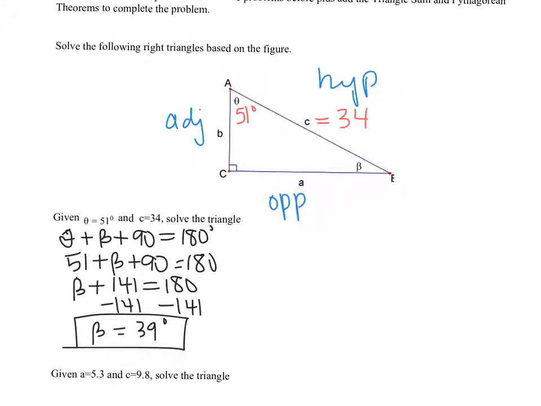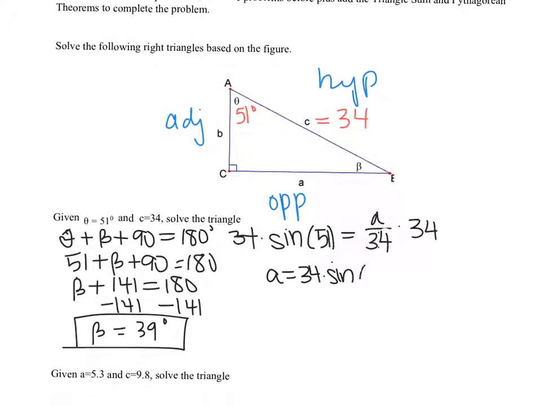So opposite over hypotenuse is sine. So sine of 51 equals A over 34. So to solve for A, we're going to multiply both sides by 34. So A equals 34 times sine of 51, which means A is approximately 26.42.